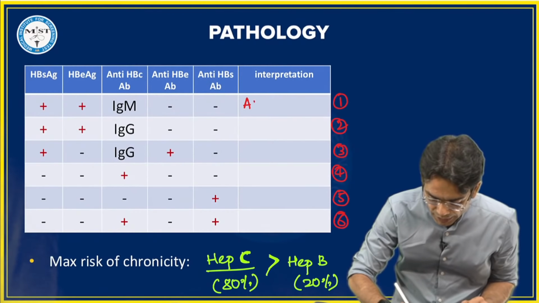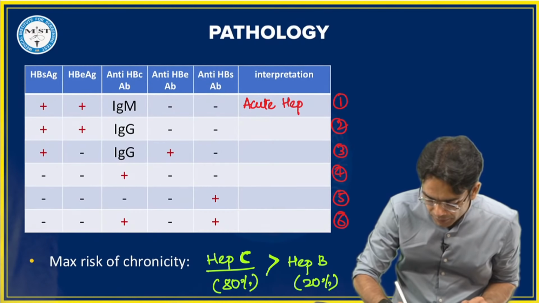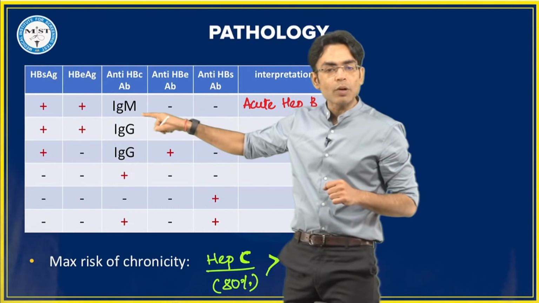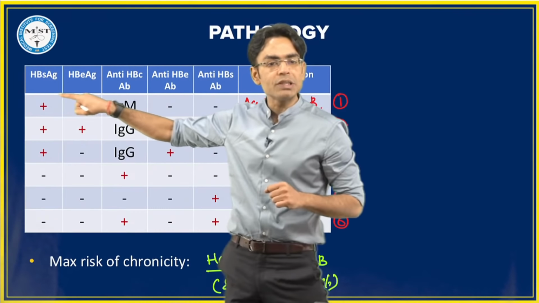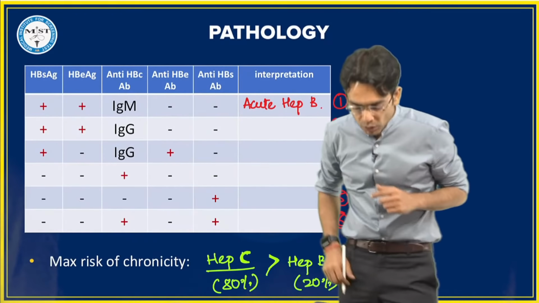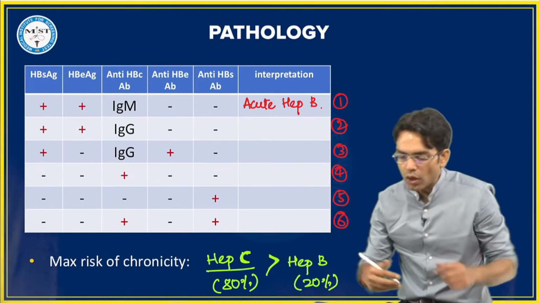This is our acute Hep B. Why are we calling it acute? Because we are having core antibody positivity, we are having envelope positivity and surface antigen positivity. It is the same as the question we just did. Tell me the second. Second one, chronic, yeah.